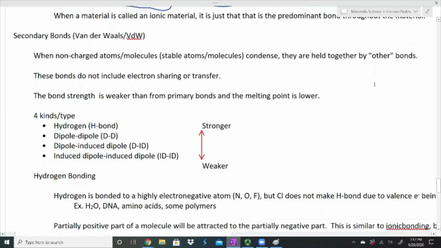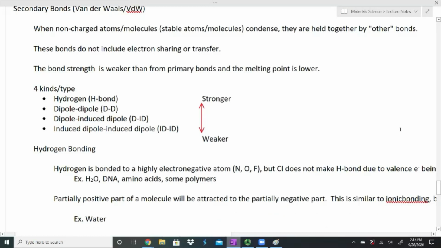I want to finish up really quick talking about secondary bonds. Secondary bonds are our van der Waals bonds, and they occur when non-charged atoms and molecules condense and are held together by other types of bonds. When I say non-charged atoms, again, they're atoms or molecules that are already considered stable. They're not ions. They don't want more or fewer electrons. They're already happy with the number of electrons that they have. So these bonds do not include electron sharing or transfer.